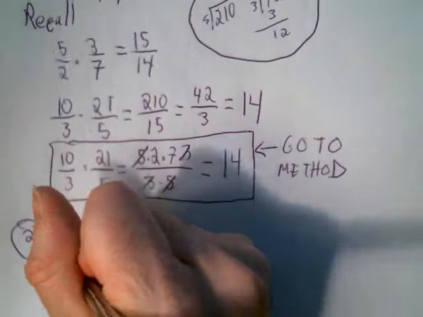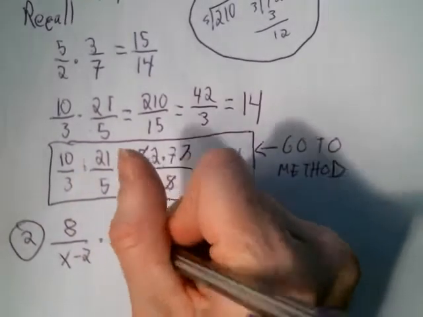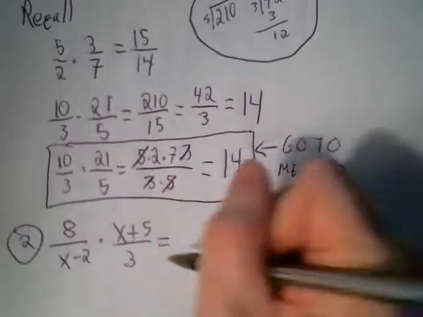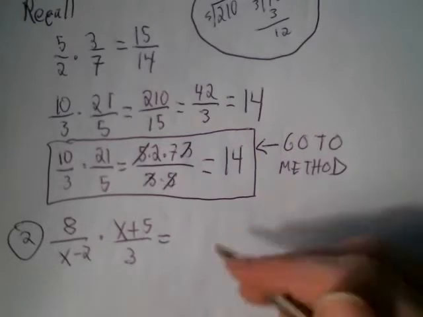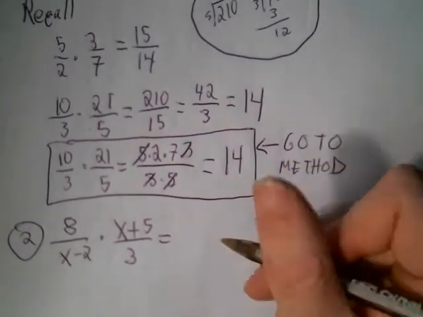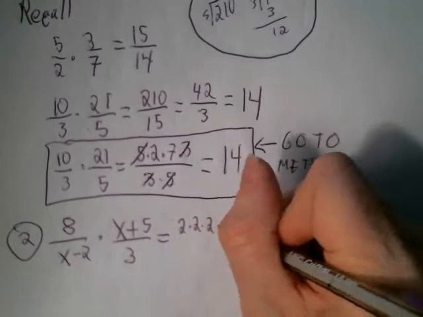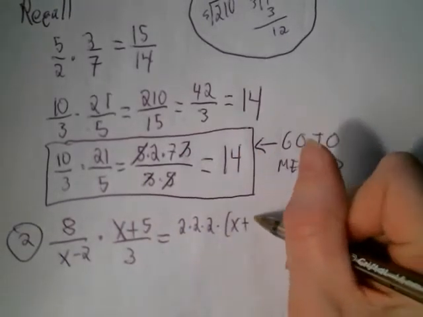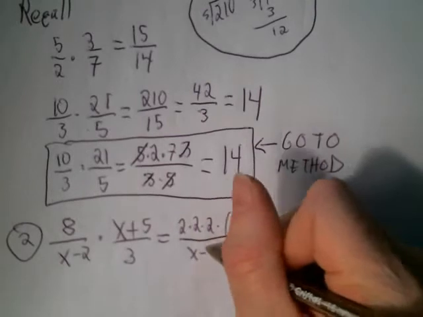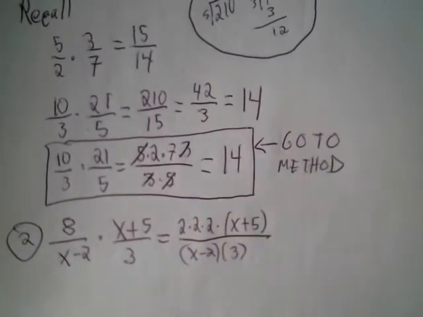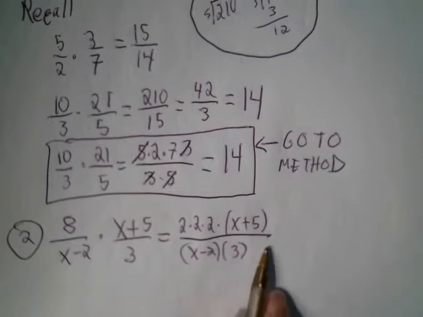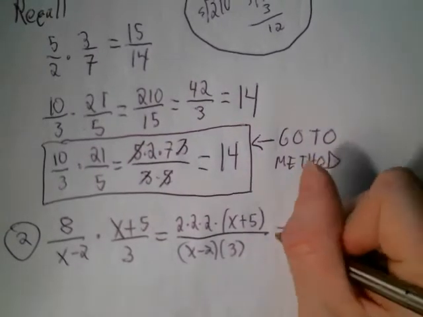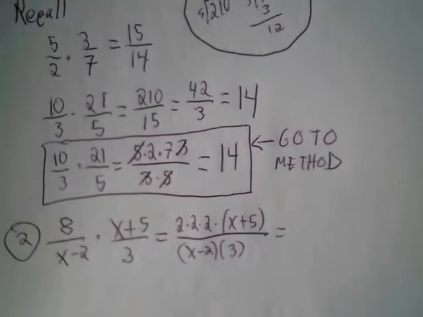So 8 all over x minus 2 times x plus 5 all over 3. These things are pretty much already factored. If you wanted to, you could factor 8 into 2 times 2 times 2. It wouldn't make very much sense, but you could do that. And then times x plus 5 all over x minus 2 times 3. Then you see there's no common elements. There's no 3 up here, no x minus 2 up here, and likewise no 2 down here and no x plus 5 down here. So there's nothing you can do about it, and in those cases, you just multiply out.